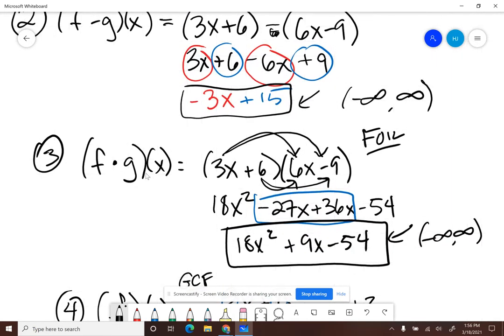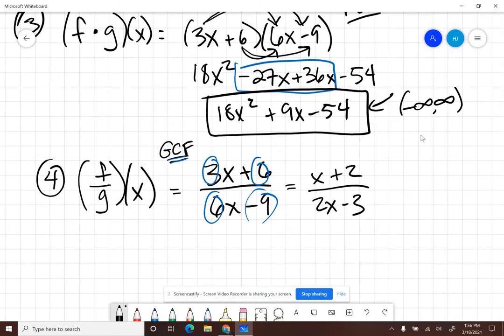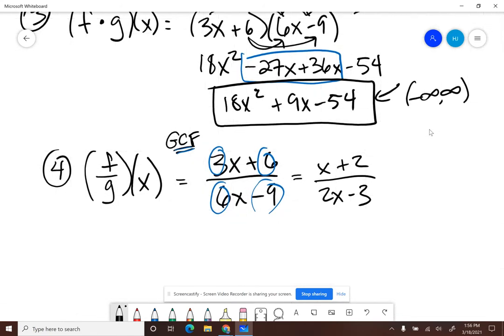Not last, but third, we looked at f times g of x. And again, because this is quadratic, when we're talking about the domain, we're talking about what it is on the x-axis. It would also go from negative infinity to positive infinity. What's interesting is when we get down here to this one, which again, our answer right here was x plus 2 divided by 2x minus 3.